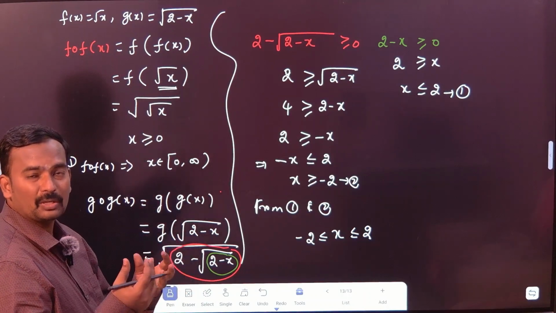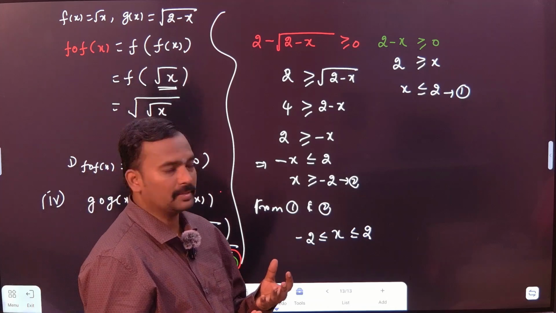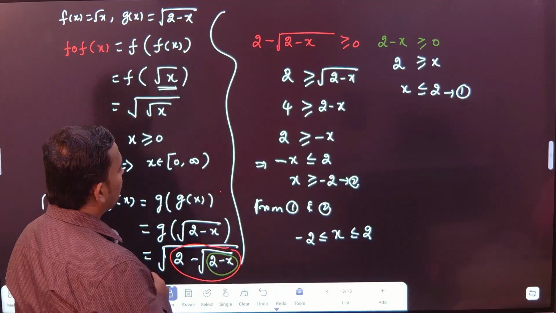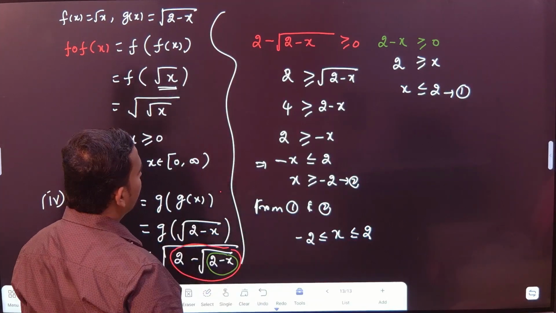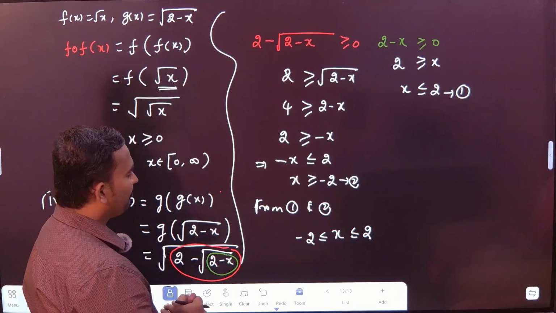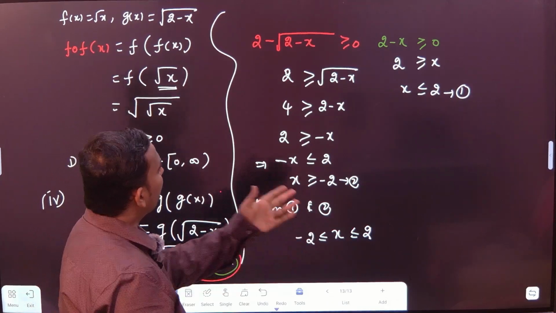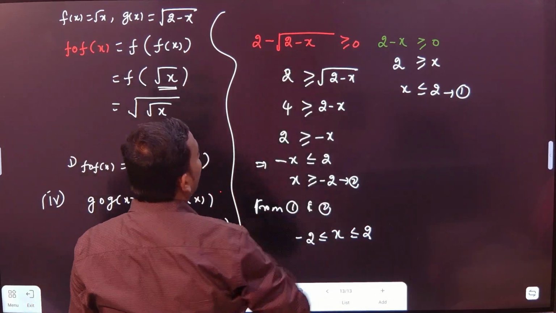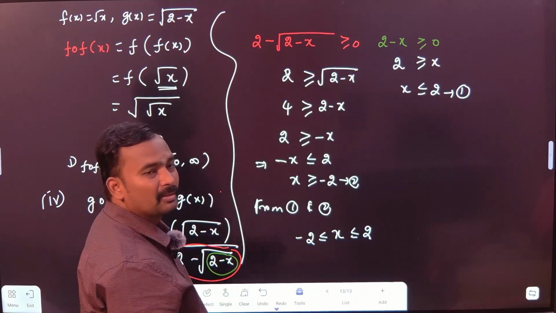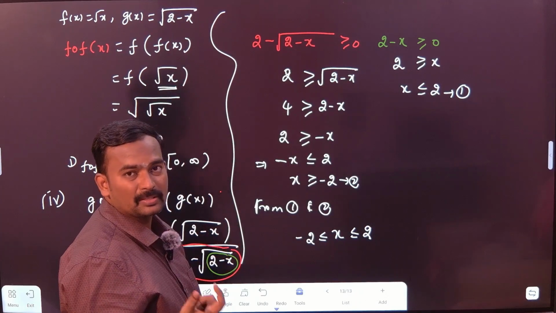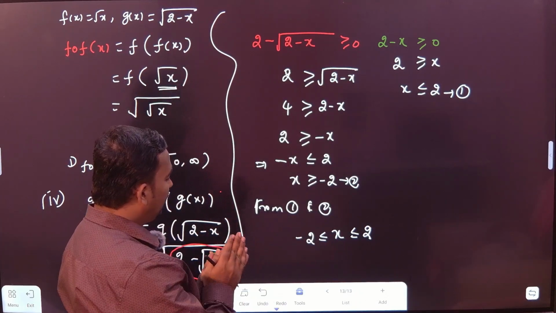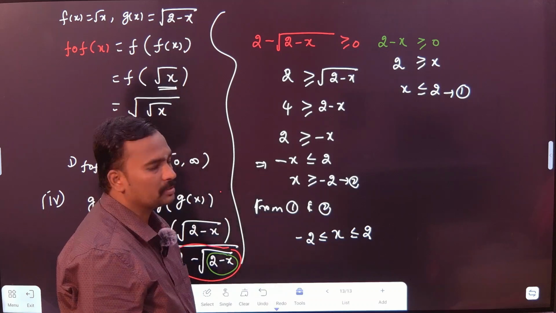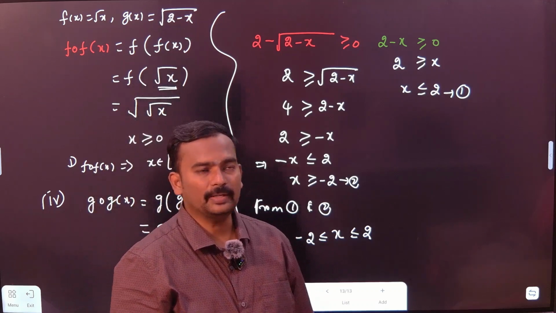So domain means you're collecting the x values only, right? Which values are defined? So minus 2 to 2 only is defined. Clear? If I take 3, so 2 minus 3, what is that? Square root of negative 1. It is not defined. So the domain will be minus 2 to 2 only. I hope everyone understood, right?